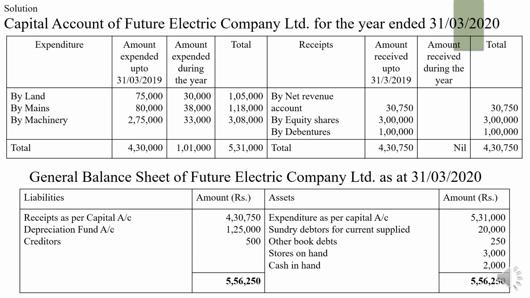Similarly, the asset side. The first one, as I mentioned earlier, is expenditure as per capital account. Then sundry debtors for the current supply is a current asset, 20,000. Other book debts 250, current asset. Stores on hand 3,000. Cash in hand 2,000. Done. So total will be 5,56,250. So this problem you can expect for section B in the final examination.